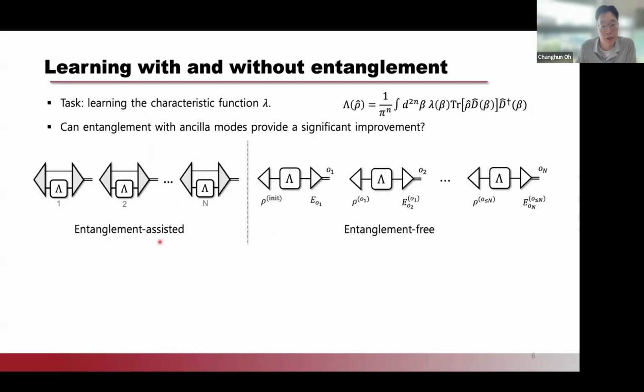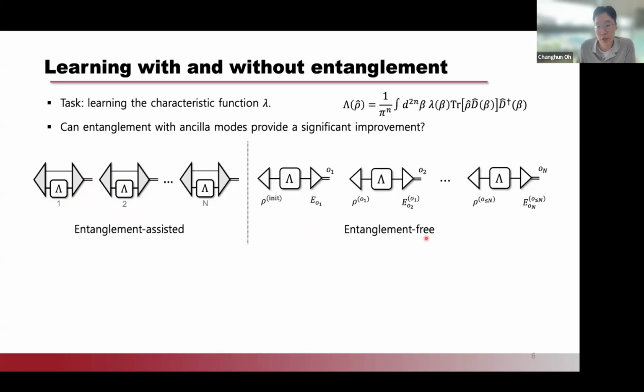For the entanglement-assisted scheme, you're allowed to prepare an entangled state between the system's Hilbert space and the ancillary Hilbert space, so that only a part of the state you prepared goes through the channel, and then you can perform a joint measurement on the output state. Then you get classical information, and you can repeat this process to collect enough classical information about the channel you want to learn.